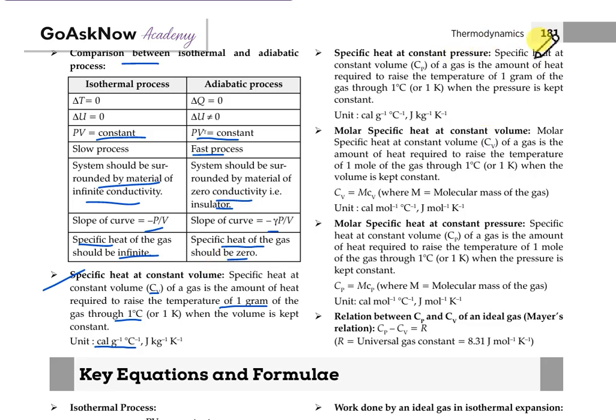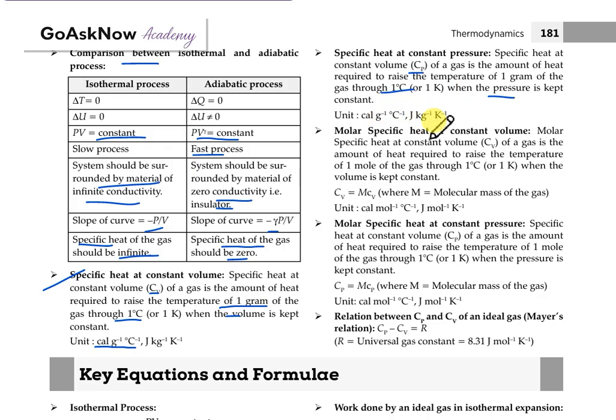Same for constant pressure, it will be represented as Cp of the gas, the amount of heat required to raise the temperature of 1 gram of gas through 1 degree Celsius or 1 Kelvin, where pressure is kept constant. Here volume is constant, and here the pressure is constant. Unit is calorie, G inverse, degree Celsius inverse.